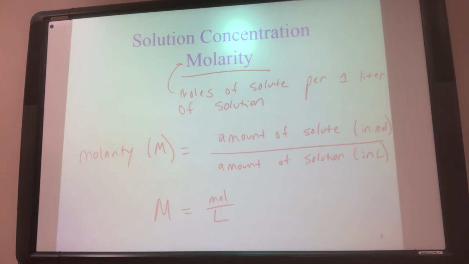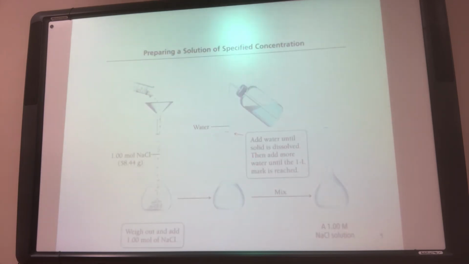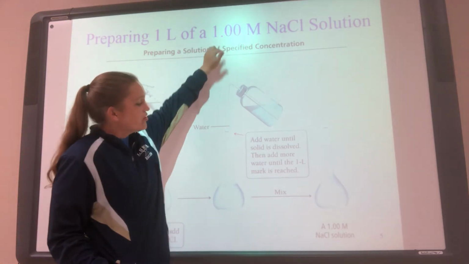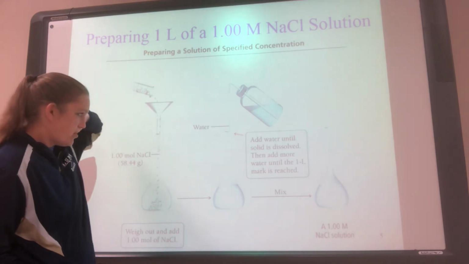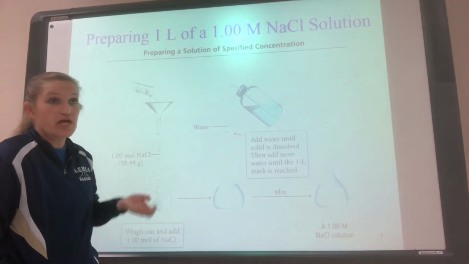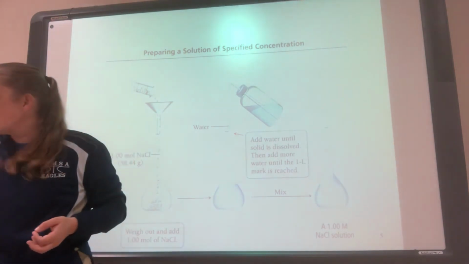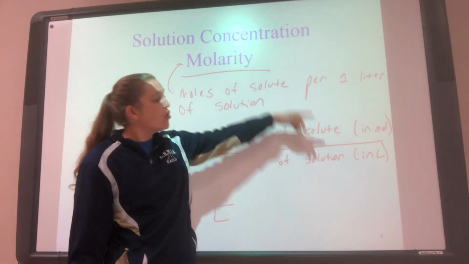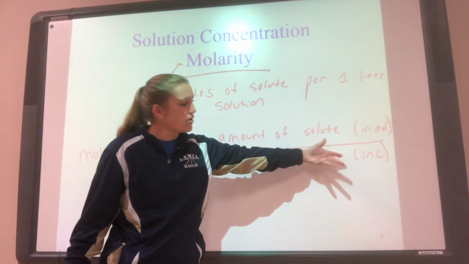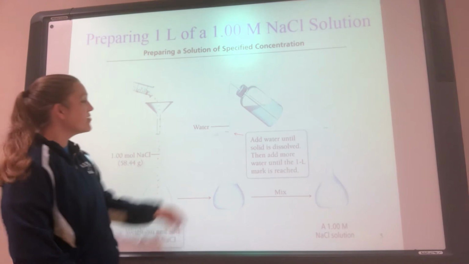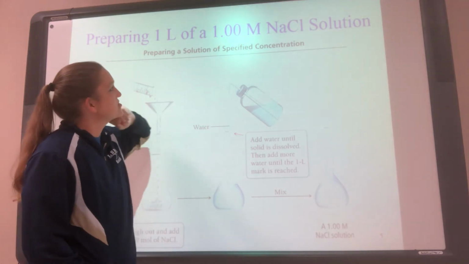One of the ways we could talk about it is seeing how we would make a certain molarity. So here's an example, and say I wanted to make a 1 molar solution. Instead of saying molarity, if I wanted to say it in a shortened way, it's molar. So 1 molar, instead of moles and liters, there's a shorter way of saying molarity. Okay, so I want a 1 molar NaCl solution.